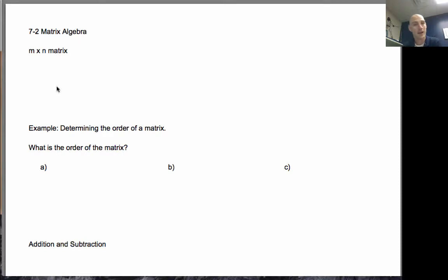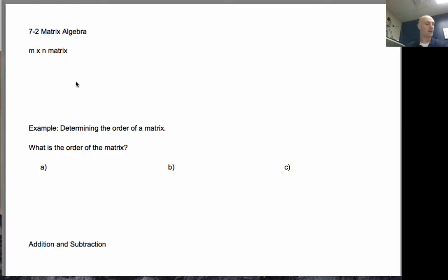Welcome back. Today we're going to talk about matrix algebra, and matrix algebra is just a variation of solving linear systems where we're just going to use the coefficients. So we're going to get into some more advanced operations in the next coming sections, but we need to outline some of the preliminary stuff so that we can talk about matrix algebra and matrices in general.